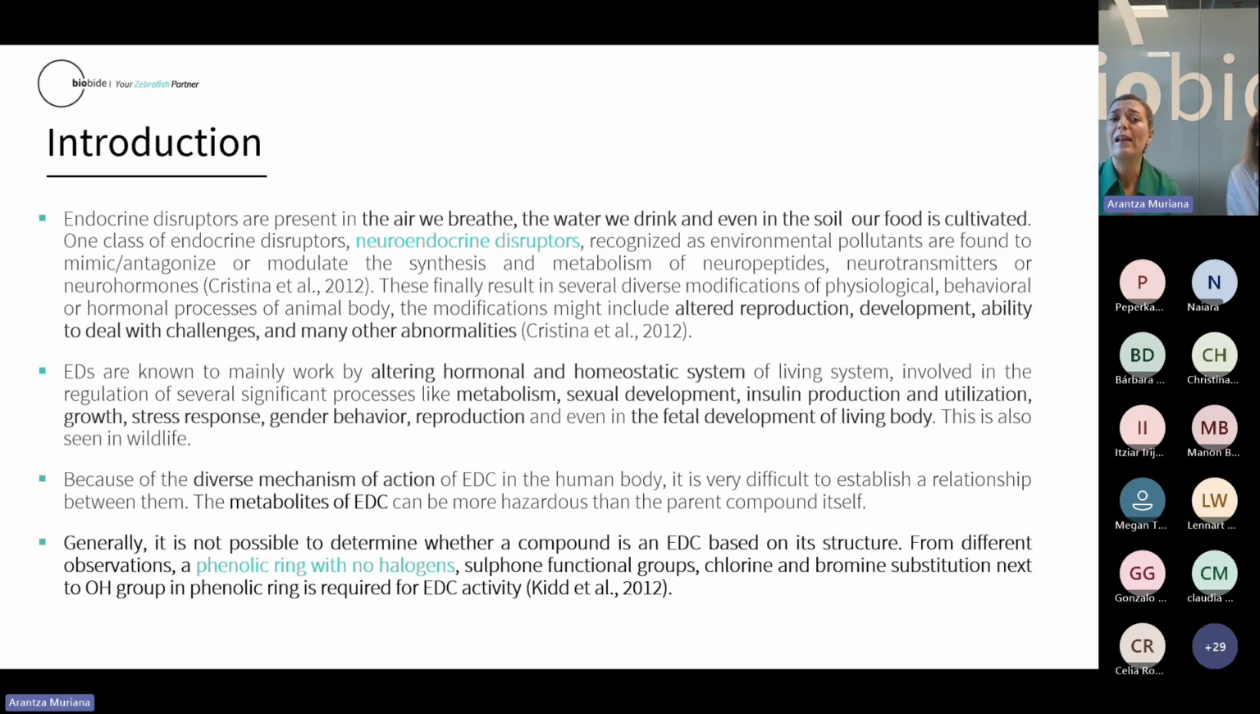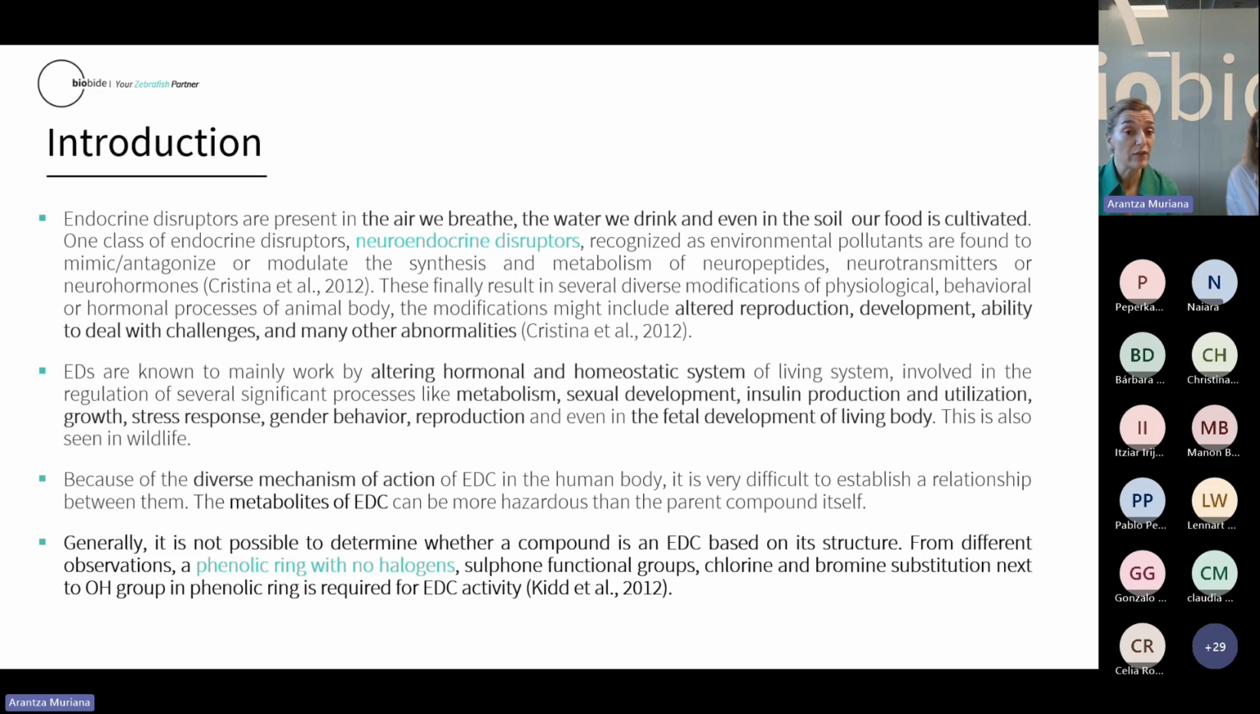Therefore, they are known to mainly work by altering hormonal and homeostatic systems of living systems involved in the regulation of several processes like metabolism, sexual development, insulin production, utilization, growth, stress response, gender behavior, reproduction, or even fetal development of the living body. And they are also seen in wildlife.